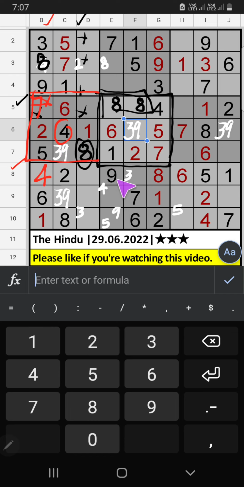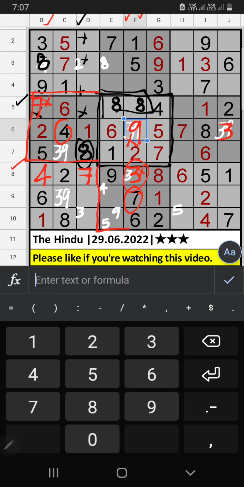8th row, 2 numbers are remaining, 3 and 7. Column F, we already have 7. So 7 can't come in the cell. 7 is confirmed here. Then 3 is here. Column F, we have 3. So 3 can't come in the cell. 3 is confirmed here. Then 9 is here.